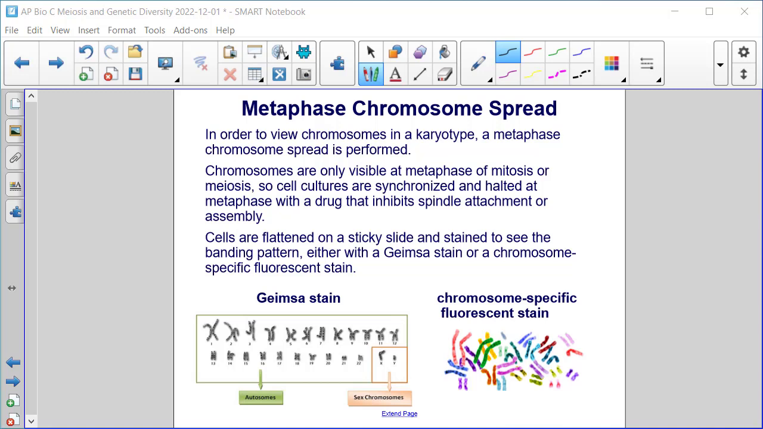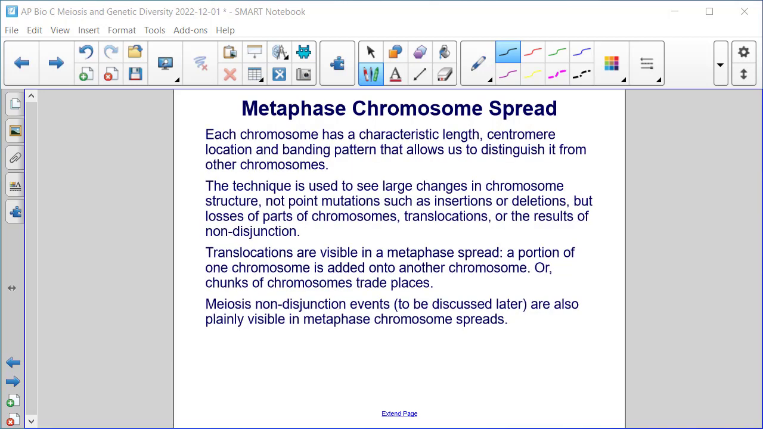a chromosome-specific fluorescent stain. Each chromosome has a characteristic length, centromere location, and banding pattern that allows us to distinguish it from other chromosomes. The technique is used to see large changes in chromosome structure, not point mutations such as insertions or deletions, but losses of parts of chromosomes, translocations, or the results of non-disjunction.